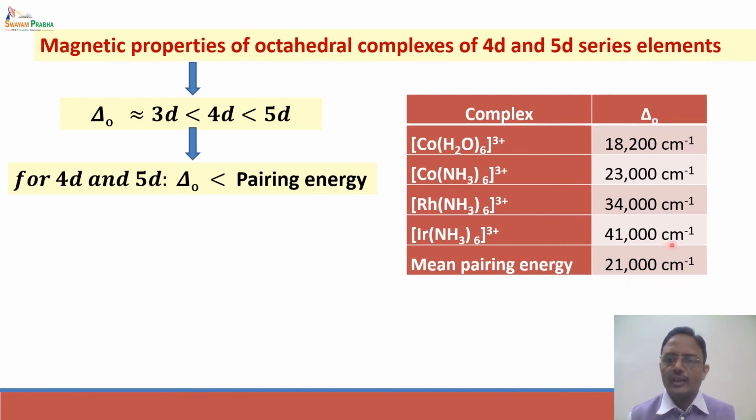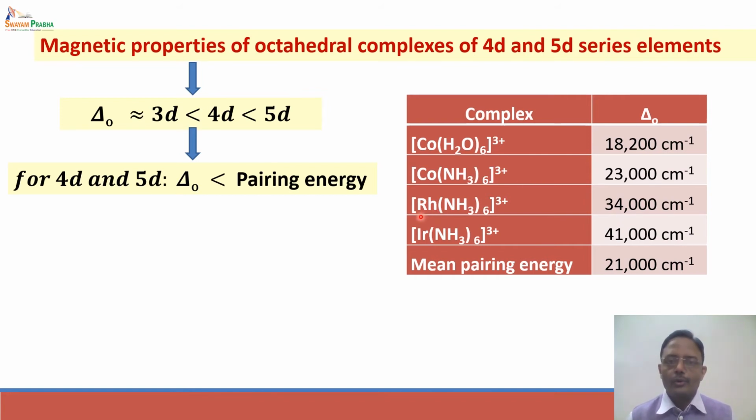is 21,000 cm^-1. It means that pairing will not be preferred and the complex will be high spin in nature. Whereas when we go to [Co(NH3)6]3+, the value of delta O is larger because of stronger crystal field splitting due to stronger ligands. As a result, this delta O value is now more than the pairing energy, so pairing is preferred and this is now a low spin complex.